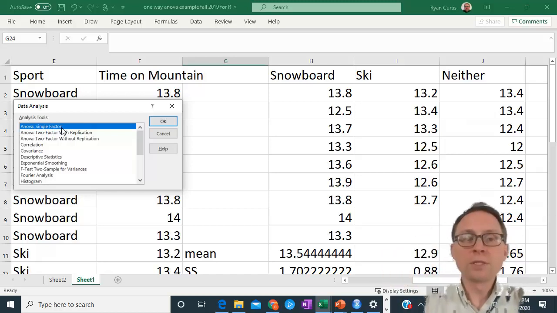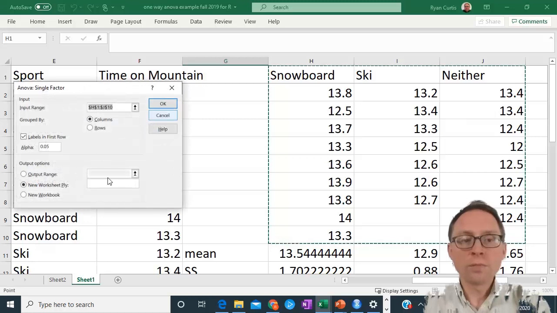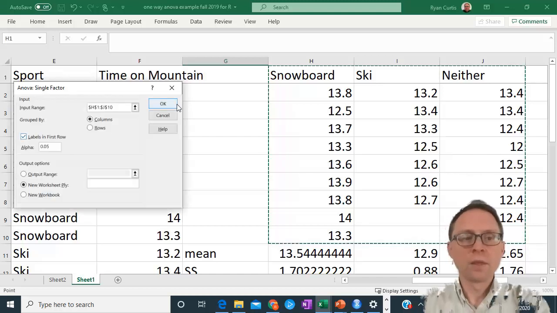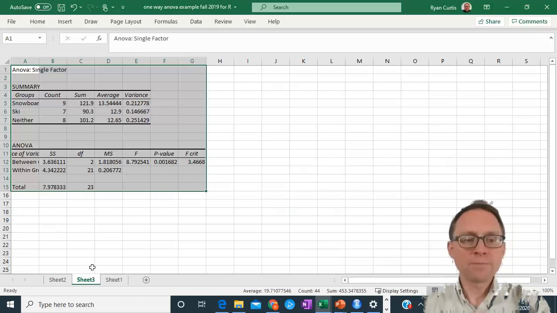The independent variable is the sport that you like, and the levels are snowboard, ski, or neither. So what we do is we select the range of where those are. Now for this to work on Excel, they have to be right next to each other. And when you do that, you click OK. This is what you get.